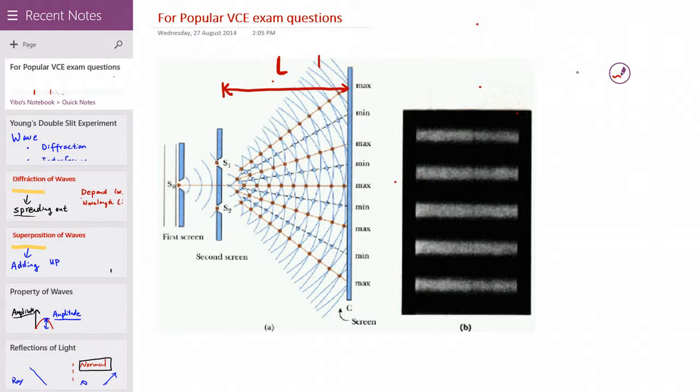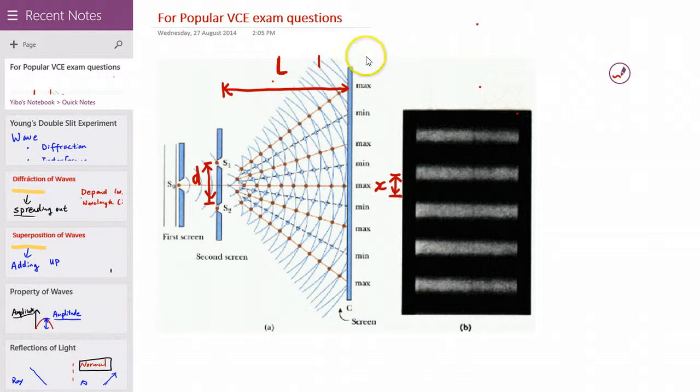Then we can label the distance between the two slits d. And then we label the distance between the antinodes of the diffraction pattern, or between the nodal lines, x.